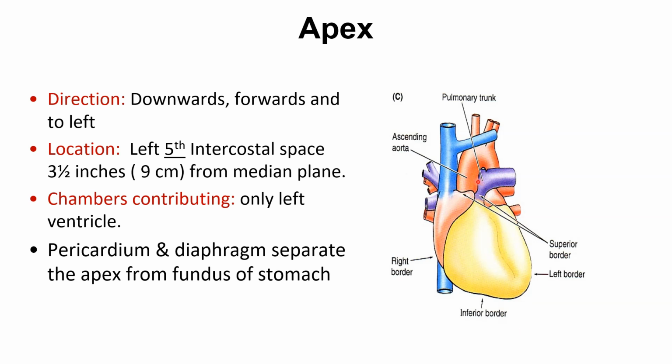And in this picture, you can see the superior and inferior vena cava, the pulmonary trunk, the ascending aorta, and the arch of aorta.